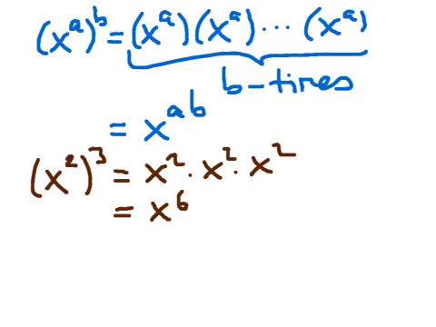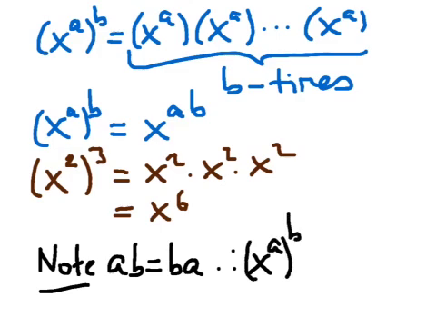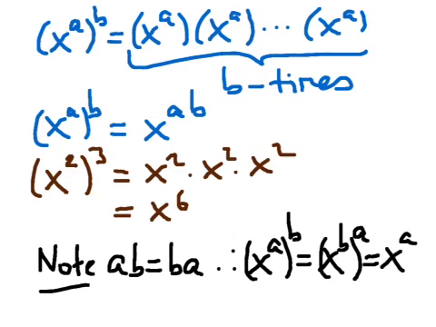So this is our other rule, that x to the a all to the b is x to the a times b. Now at this stage we notice also the fact that a times b is the same as b times a, so we should perhaps at this stage note the following: a times b is equal to b times a, so therefore x to the a all to the power of b is the same as x to the b all to the power of a, which is x to the a b. So x to the a raised to the power of b is the same as x to the b raised to the power of a, and it's x to the a times b.